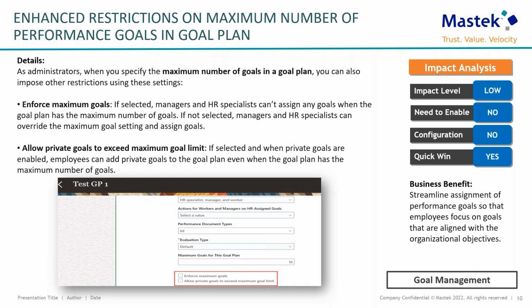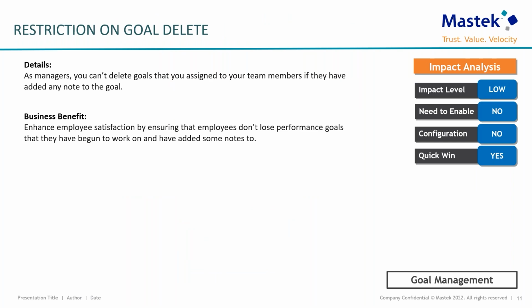The second setting which is available is allow private goals to exceed maximum goal limit. If you select this particular setting, then the employees will be able to add private goals to the goal plan even when the goal plan has a maximum goals assigned. So based on how you have configured or you would like to configure your system, you can opt for this particular settings. The next one is about restriction on goal delete.